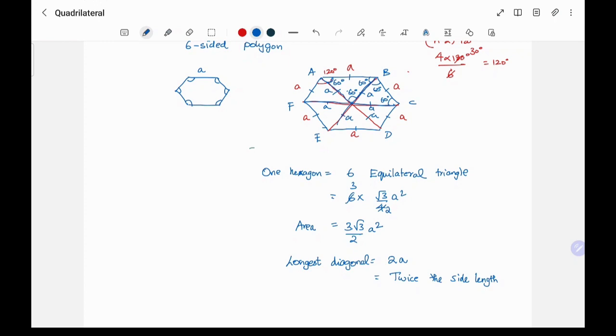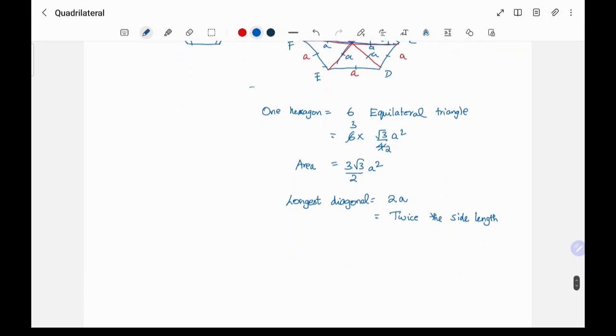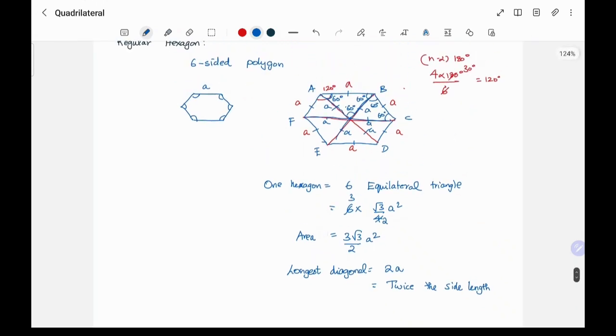So I think this much is enough to solve most of the problems on quadrilaterals and the regular hexagon. So let's meet again in the next class. Thank you.